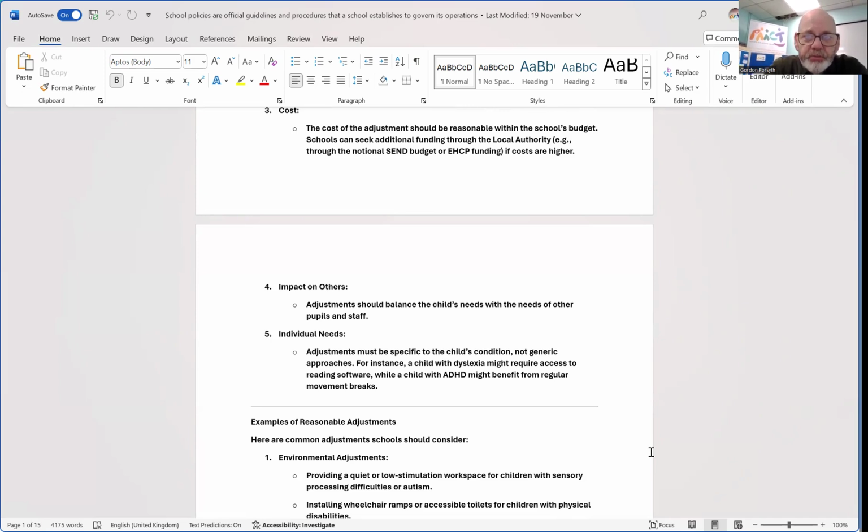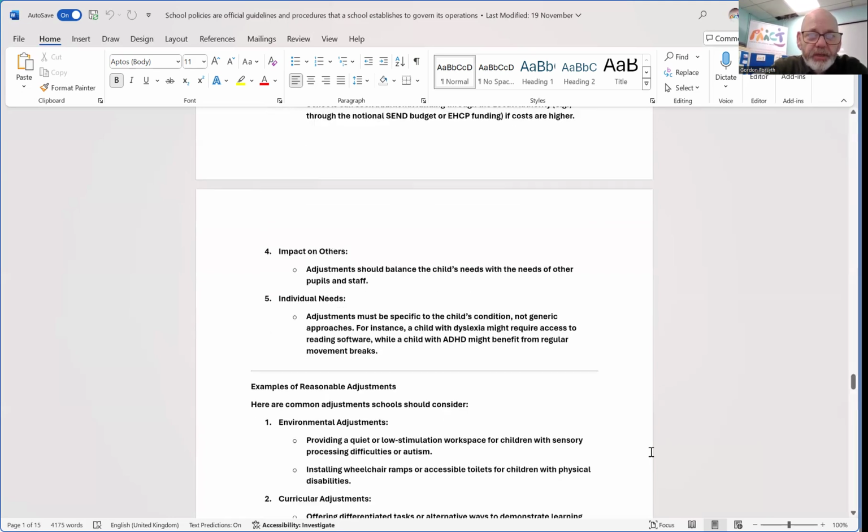Impact on others: adjustments should balance a child's needs with the needs of other pupils and staff. So if we're making a reasonable adjustment, what impact does that have on the class, the teacher, the whole school? That has to be taken into consideration. And is there an alternative? Always look at the alternatives.